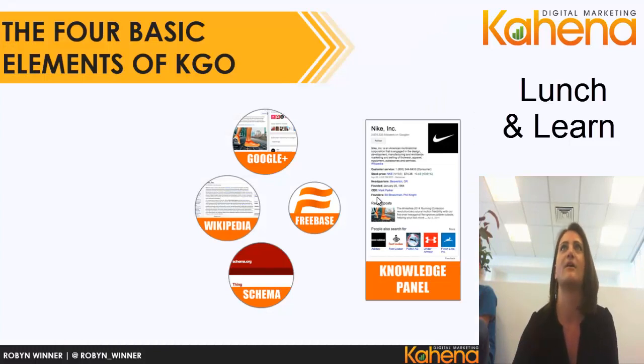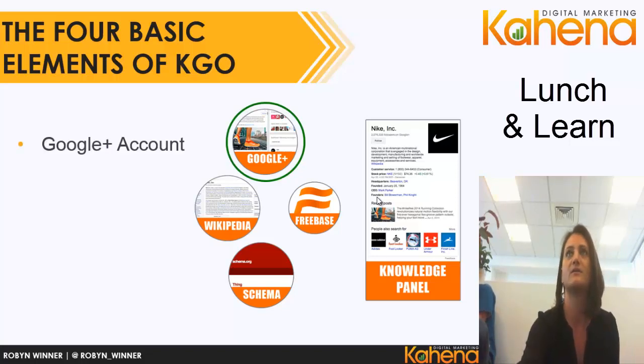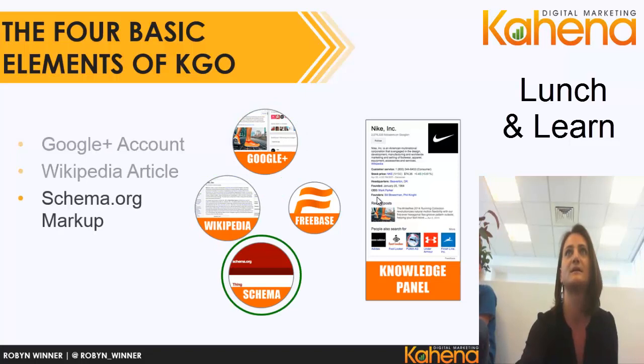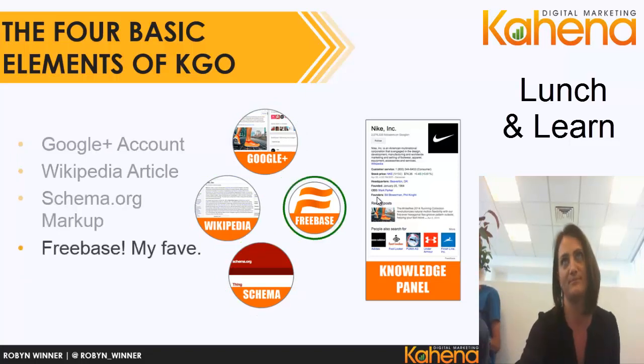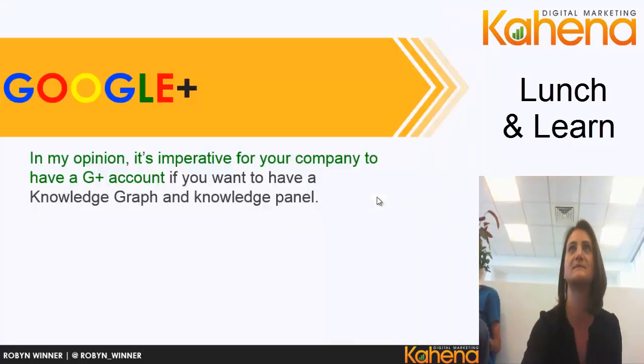All right, so there are 4 basic elements that go into knowledge graph optimization. We've got Google+, Wikipedia, schema markup, and we've got Freebase, which is my favorite. All right, so Google+.